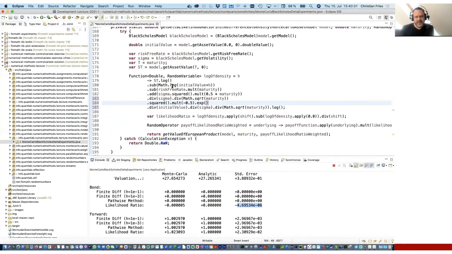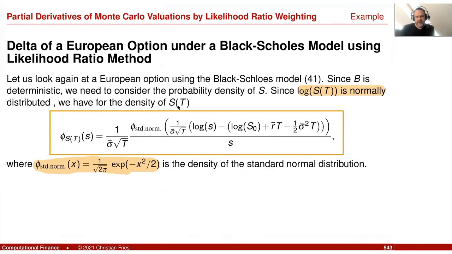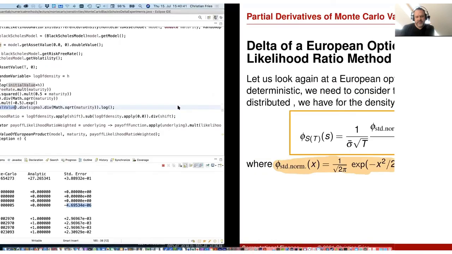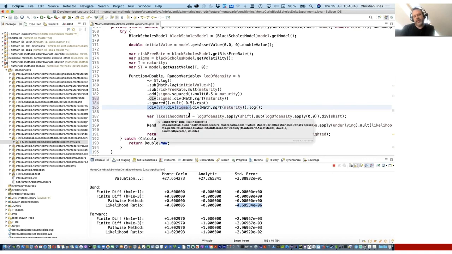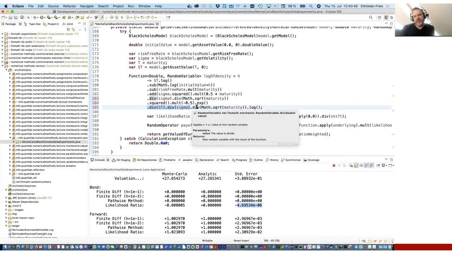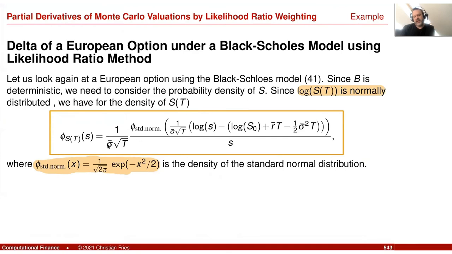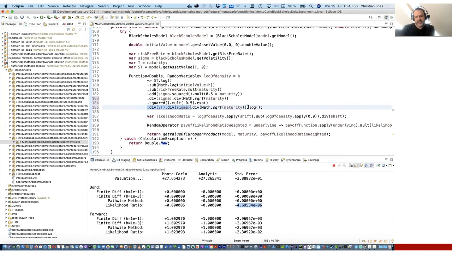Oh, this is a mistake, right? This should be S of capital T, right? Am I wrong? Yeah. Okay. So then divide by s, multiplied with sigma, divide again by sigma times square root of capital T.